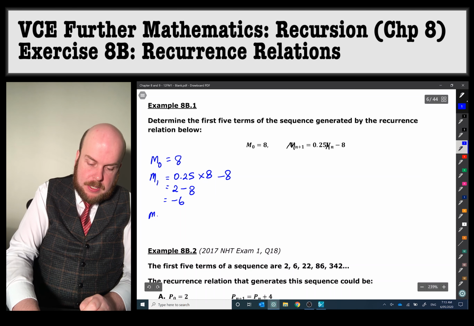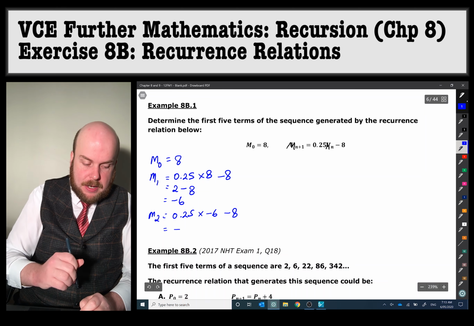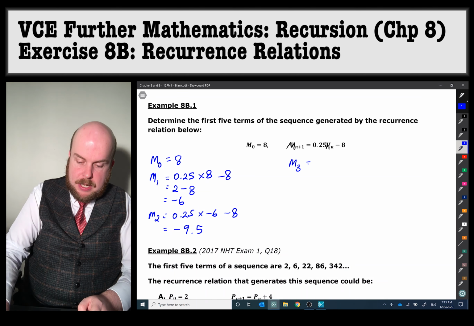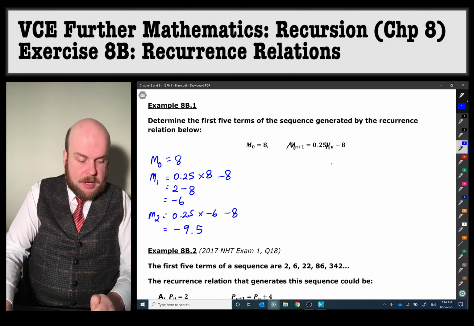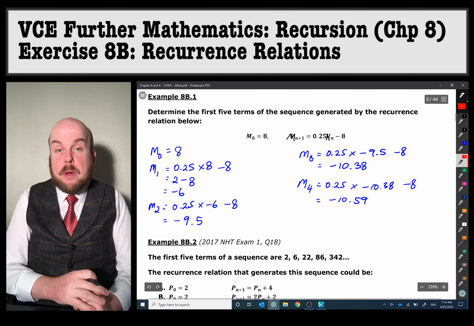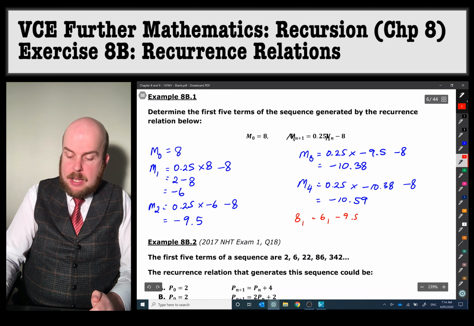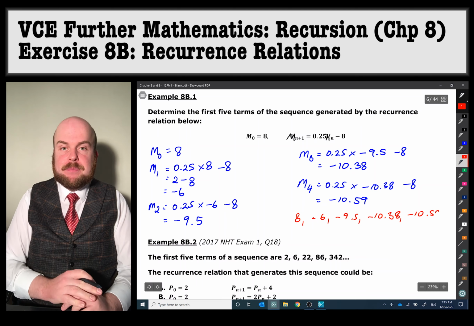M2, 0.25 times by negative 6, take away 8. That's going to be equal to negative 9.5. We can then list those values accordingly as 8, negative 6, negative 9.5, negative 10.38, and negative 10.59.